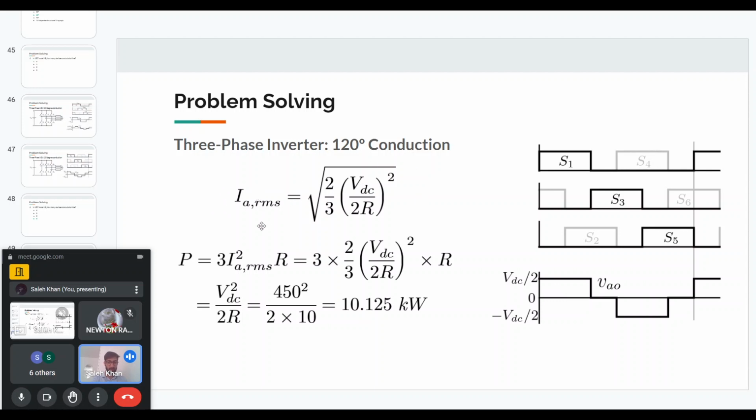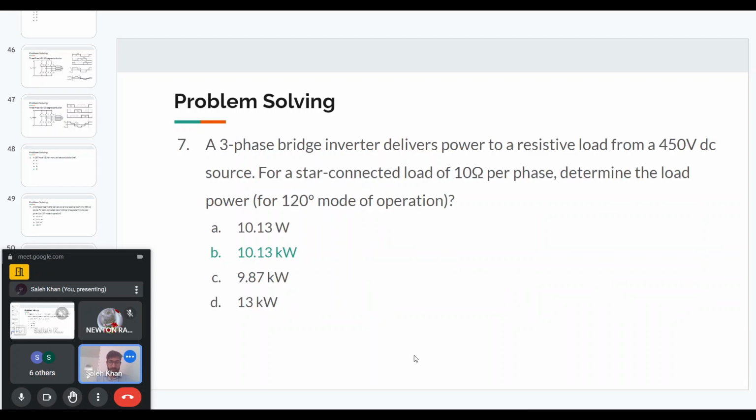Once we have the RMS, we can then find the power that is delivered to the load. I've used the 3 I squared R equation, but basically any equation for the power works, just plug in the corresponding values. You will find that the power delivered to the load is 10.125 kilowatt. So the answer to this question is B, 10.125 kilowatt.